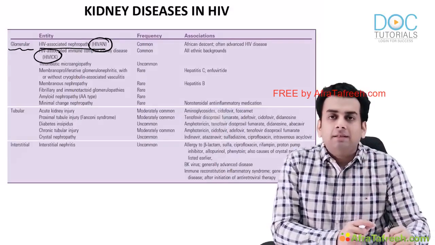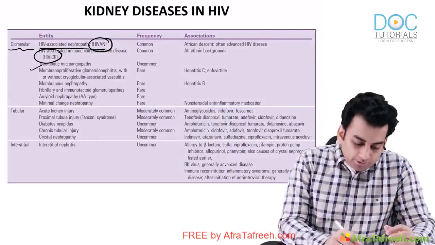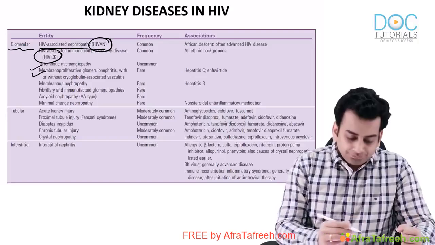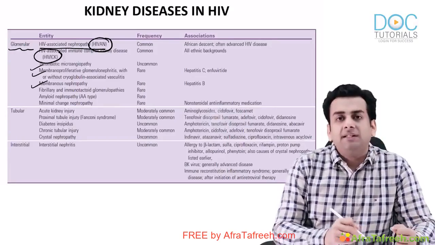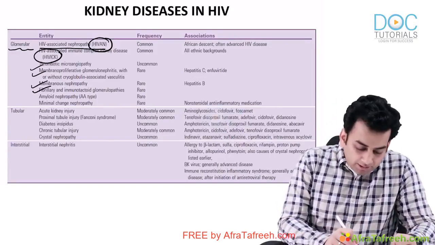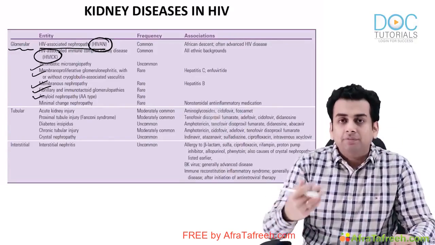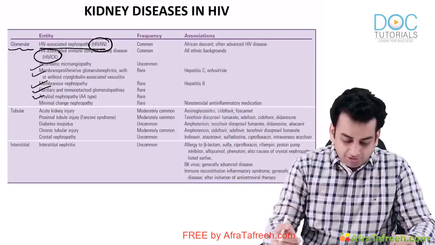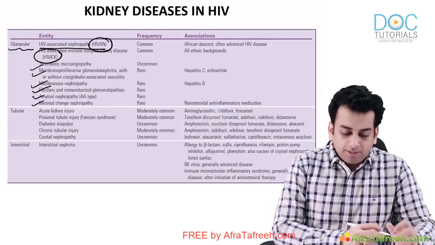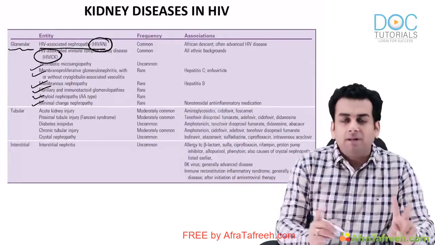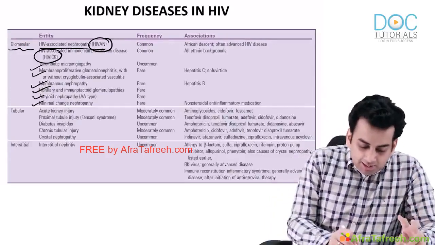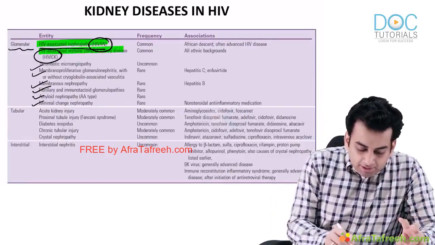The others are thrombotic microangiopathy. It could even be associated with MPGN, with or without cryoglobulinemia. There could be membranous nephropathy. There could be fibrillary and immunotactoid glomerulopathies. There could be amyloid nephropathy, AA type, which is the secondary amyloidosis, or rarely it could be minimal change disease. But of course, what you have to remember are two very important glomerular diseases, which are HIVAN and HIVICK.